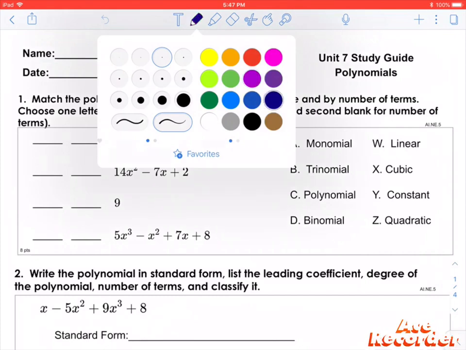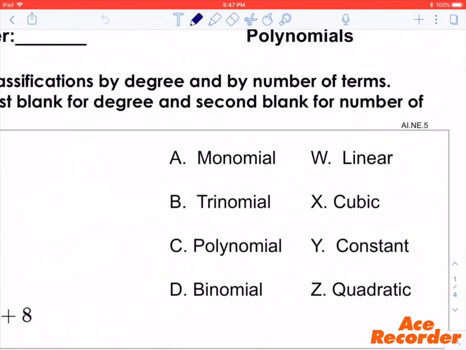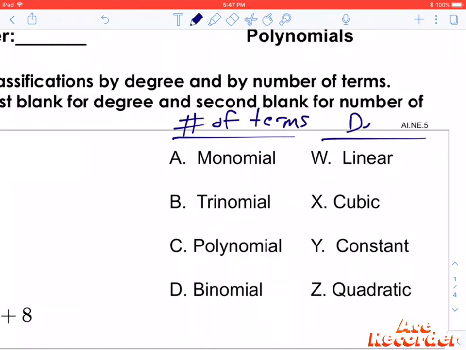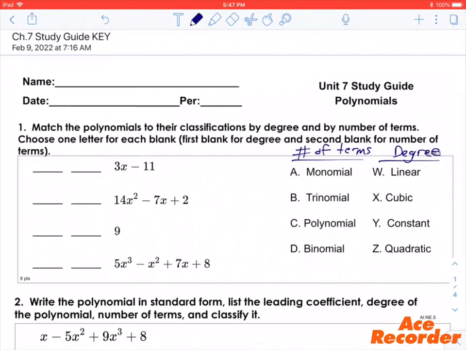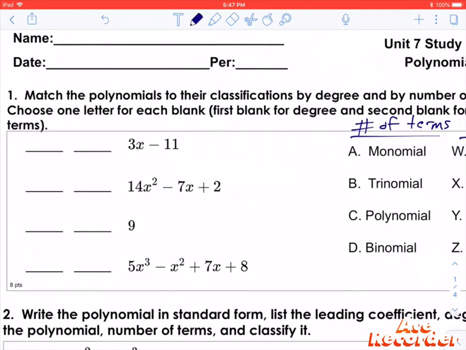Okay, this first column is based on how many terms, number of terms. And then the second column is based on the degree, which is, again, the highest exponent. Okay, so let's just go ahead and look at these two. I'll let you do the others.